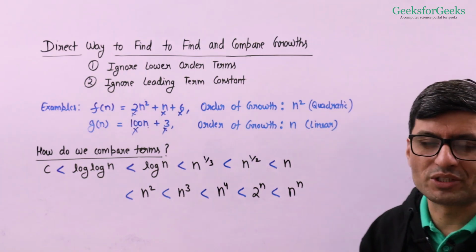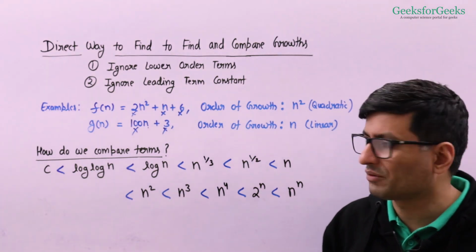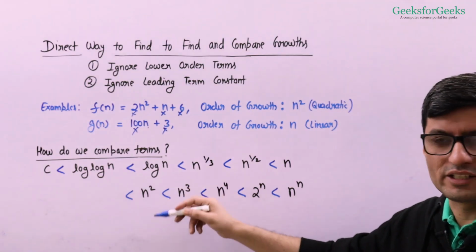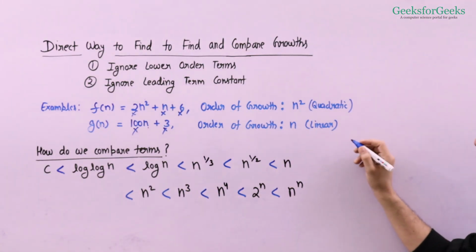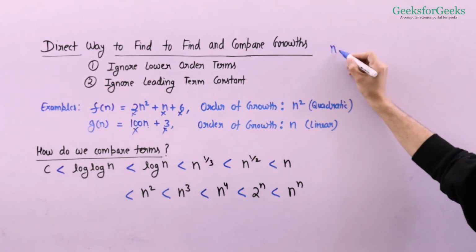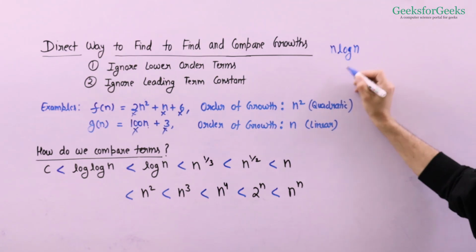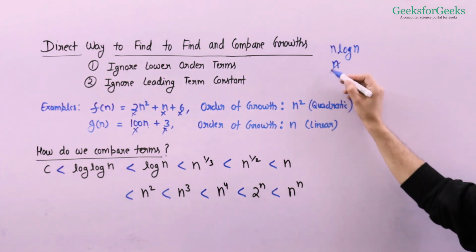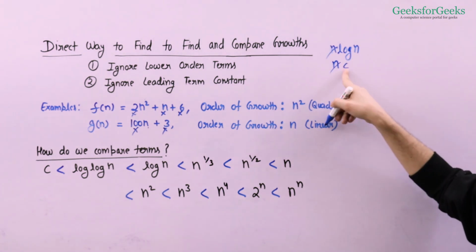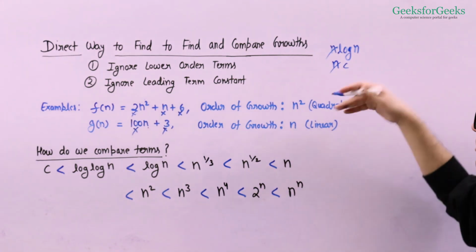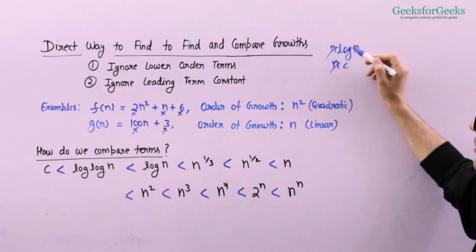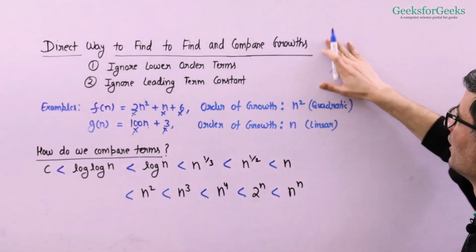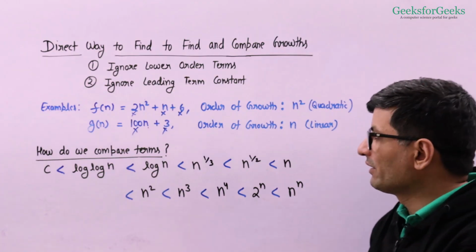Now, how do we decide which has a higher order of growth? We can simply use this sequence. For example, say you have one algorithm whose order of growth is n log n, and another algorithm whose order of growth is n. How do you decide which one is better? You can cancel n and n, and you see it's a constant. The remaining thing is a constant. Here you will have log n. So this is definitely a higher order of growth, right? n log n is higher.